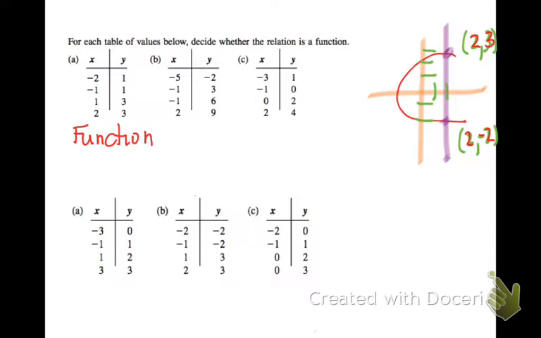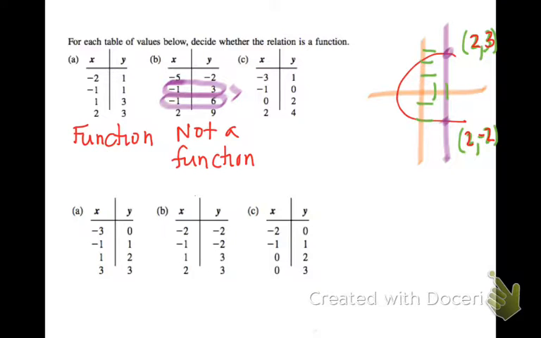Let's look at the next one. So we have our input value is negative 5. I don't see another one, but I do see negative 1 once and negative 1 a second time. And notice that the output values on the right are not the same. These are different. So that's what makes it not be a function, because if I were to graph them, it would fail the vertical line test.